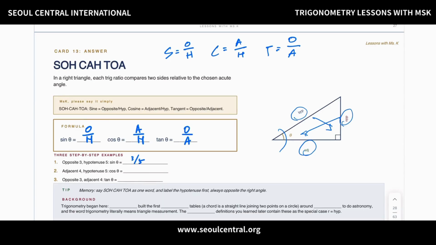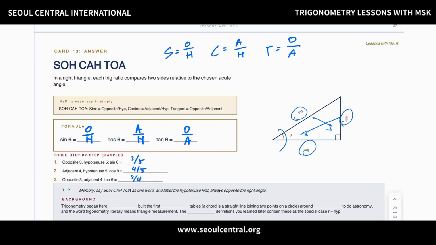Okay, let's try another one. Adjacent 4 and hypotenuse 5. That's CAH, so that would give us 4 over 5. And TOA: opposite 3 and adjacent 4, that would give us 3 over 4. So that's just for memory. You can say SOHCAHTOA as one word and label the hypotenuse, the opposite, and your adjacent. Opposite is opposite the angle, and hypotenuse is opposite the right angle.